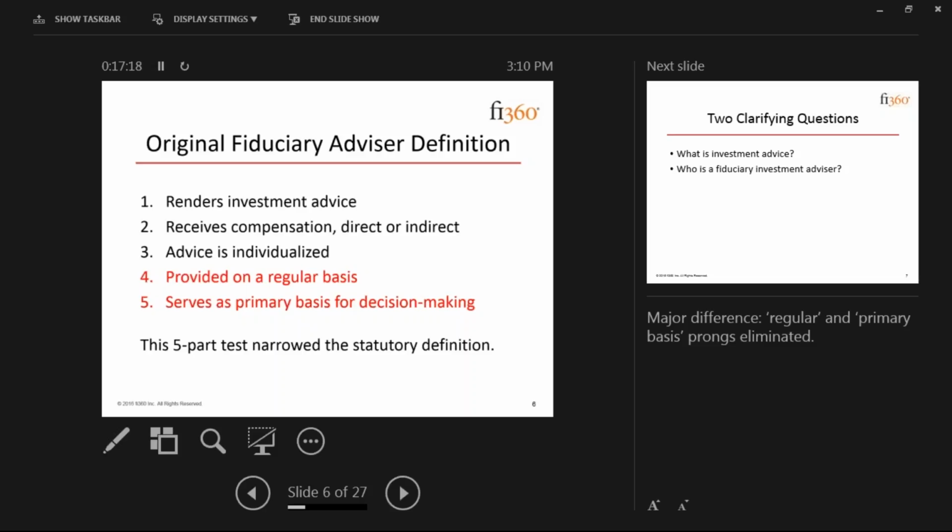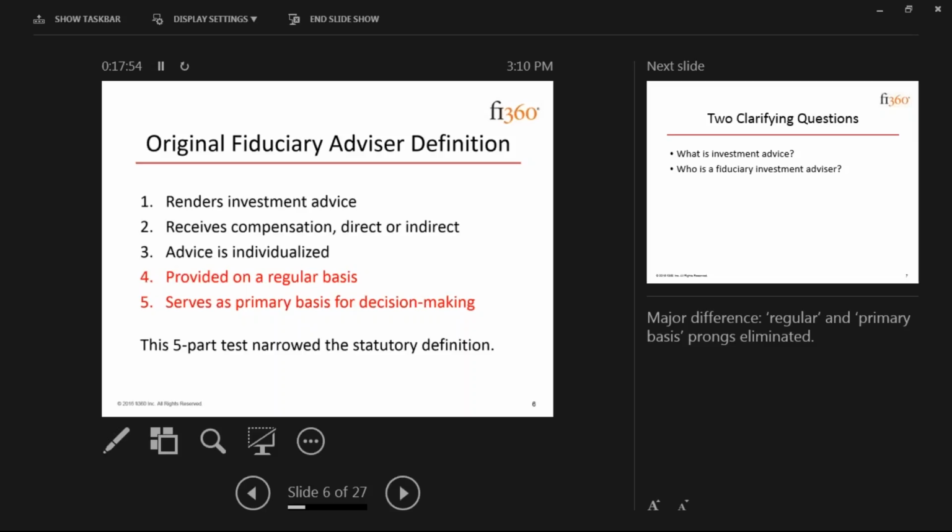And all 5, from rendering investment advice, receiving compensation, all the way down through serving as the primary basis for the decision making. So the advice that you provide has to be the primary thing that's considered by the decision maker, the fiduciary, typically, in order for one who's providing the advice to be considered a fiduciary. So meeting all 5 of these and being able to demonstrate that somebody meets all 5 of these, again, has not been easy. In the new definition, 4 and 5 drop off.